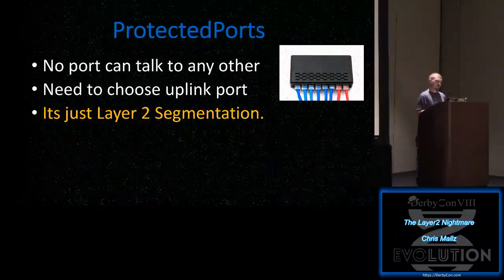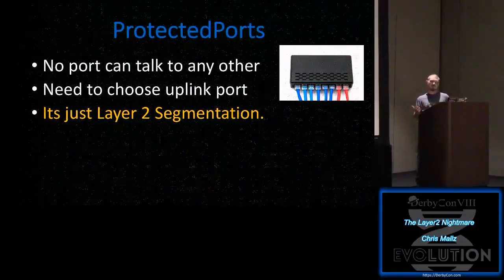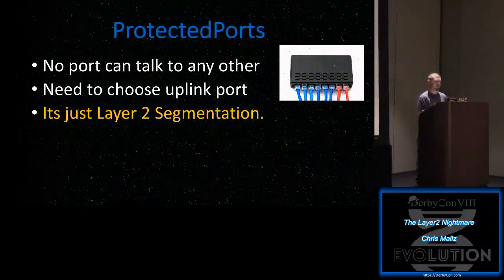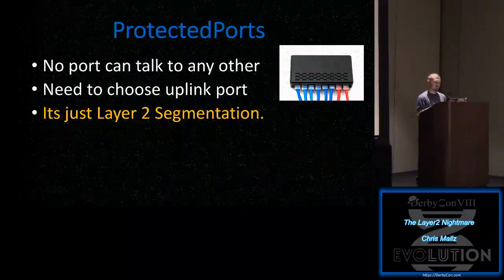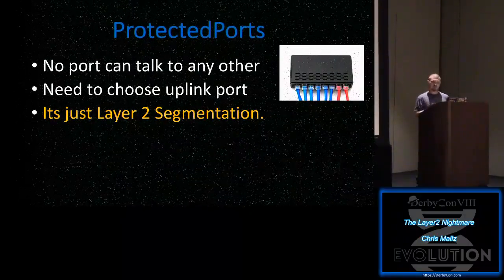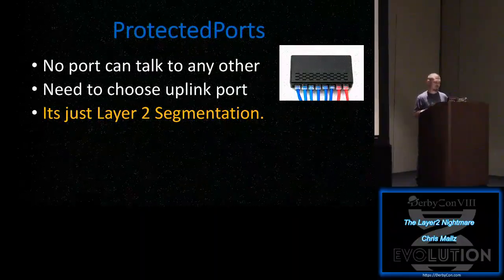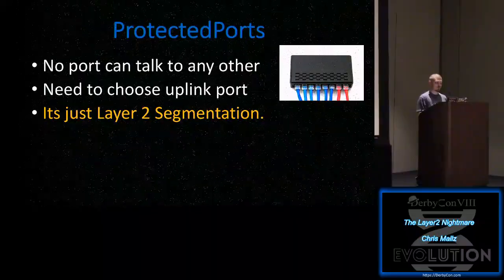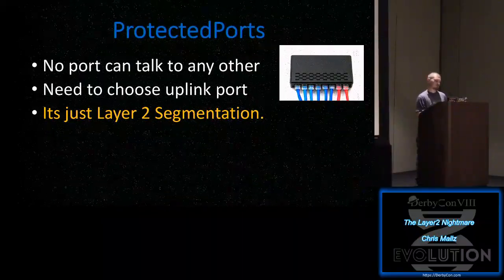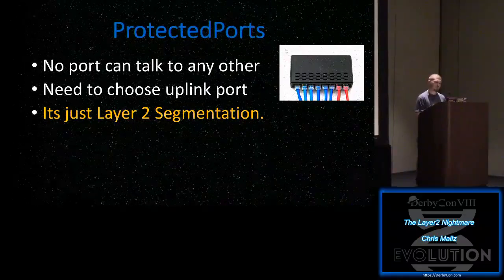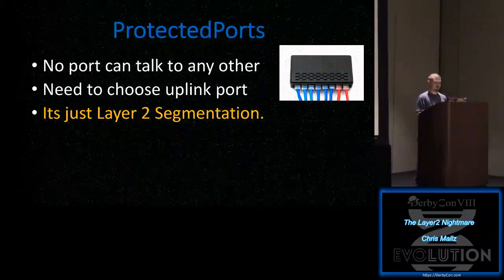So protected ports. Now, protected ports is something maybe some of you have heard of, maybe some of you not. But basically, all it is is layer 2 segmentation, okay? So if you have two clients in a protected port switch, they cannot see each other at all, whatsoever, all right? But you also need to choose an uplink port. You need to be able to talk to the internet, right? So you have to choose one of your ports on your switch to be an uplink. Now, you can do it with 2 ports, right? But one is typically the thing, right?